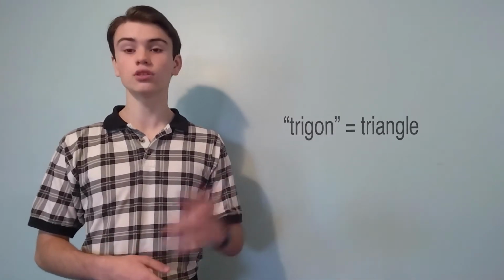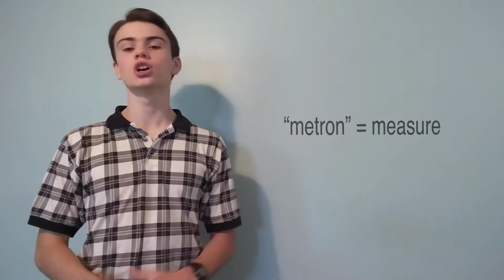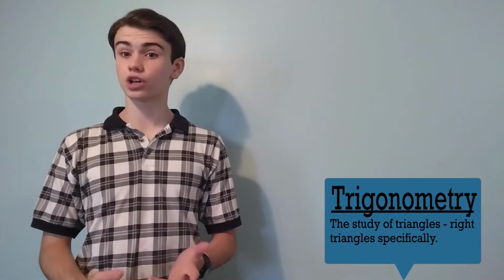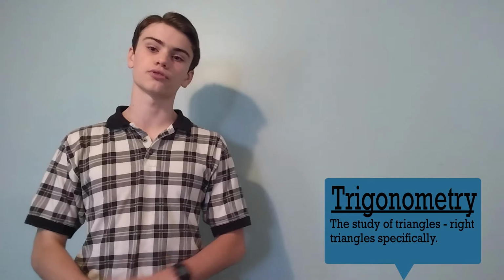We can study the etymology of the word trigonometry to get its most basic definition. The word trigonometry comes from two Greek roots. We have trigon, meaning triangle, and we have metron, meaning measure. So the most basic definition for trigonometry is the measure of triangles.